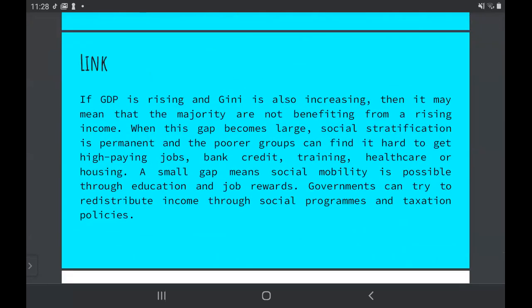So the link: if GDP is rising and Gini is also increasing, then it may mean that the majority are not benefiting from a rising income. When this gap becomes large, social stratification is permanent, and the poorer groups can find it hard to get high-paying jobs, bank credit, training, healthcare, or housing. A small gap means social mobility is possible through education and job rewards. Governments can try to redistribute income through social programs and taxation policies.